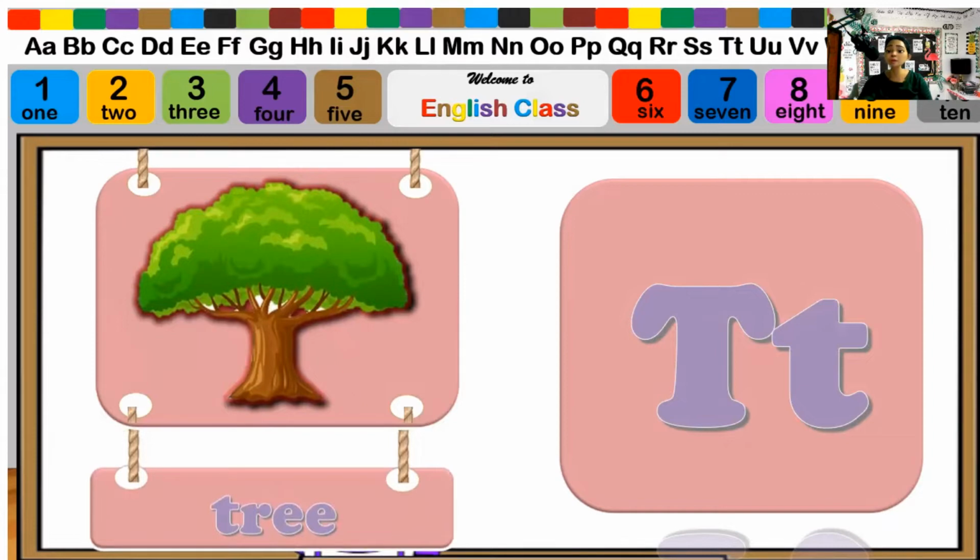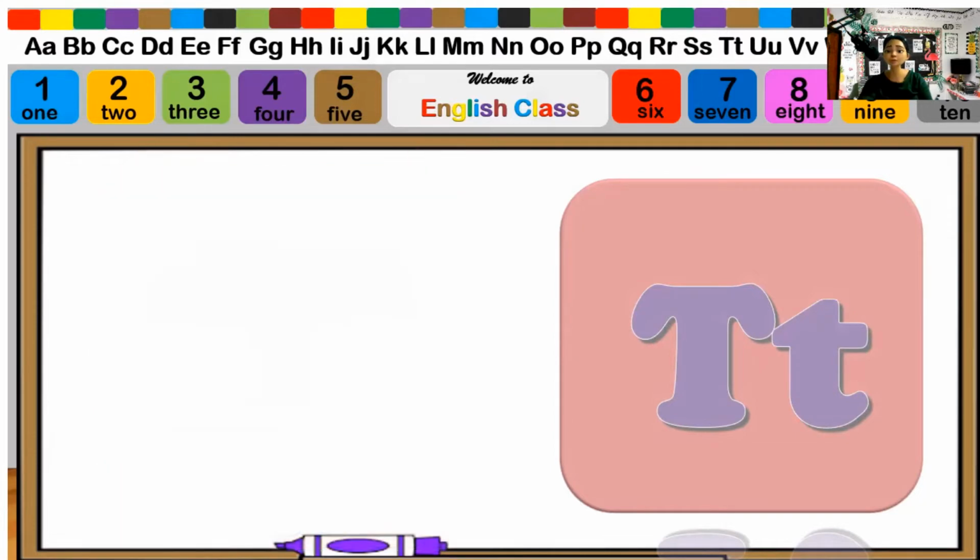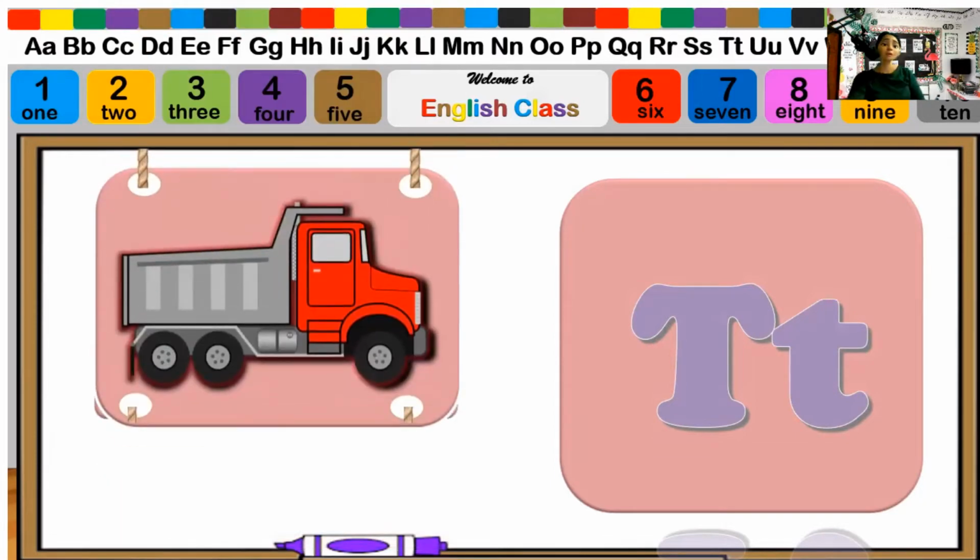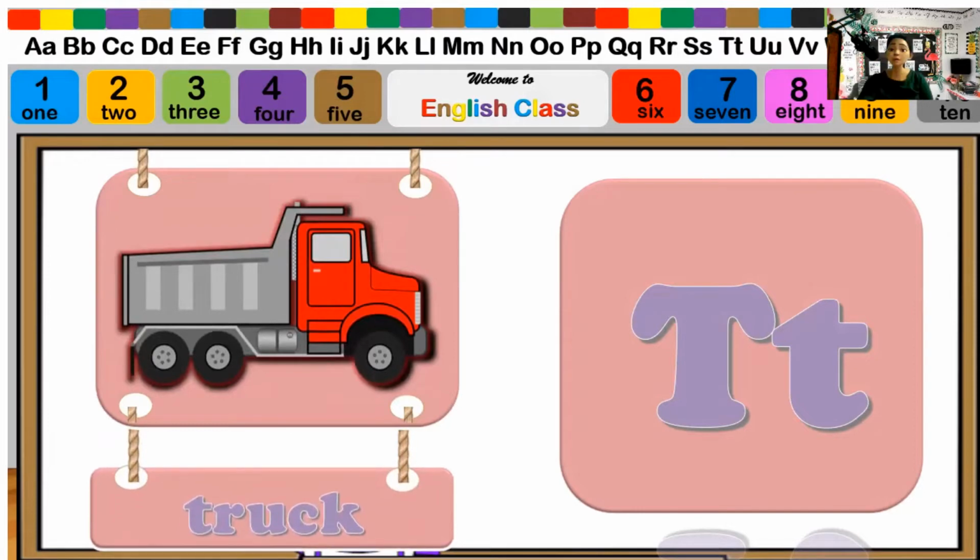Then we have tree. T, T, tree. Another combination of two letters, the T and the R, but the beginning is T. Then we have truck. T, T, truck. Another two-letter combination, the T and the R.